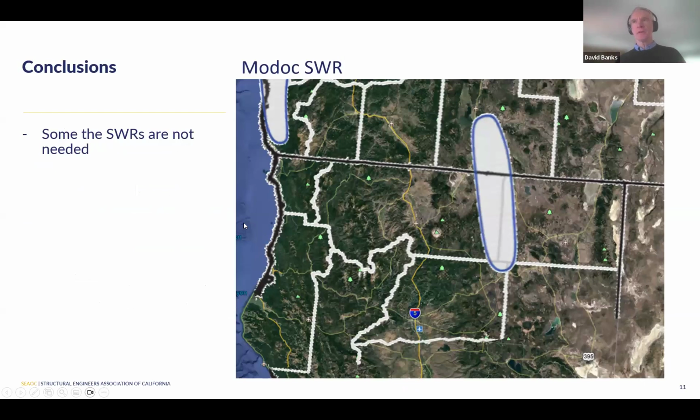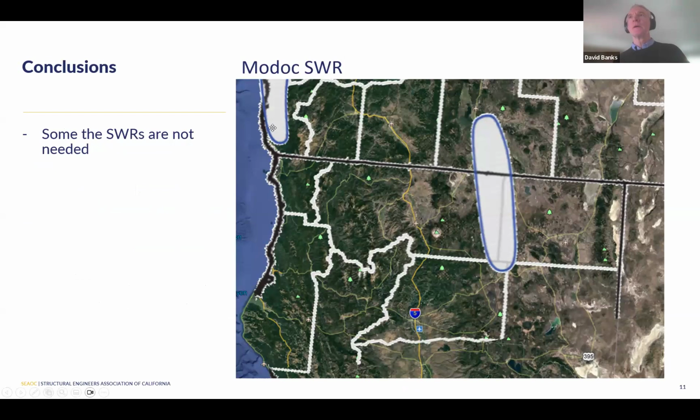And when you're all done with this, you come up with a design wind speed: 50 year, 300 year, 700 year MRI design speed. Every time we look at a special wind region, we find that we're going to change the borders, and in some cases eliminate it entirely.